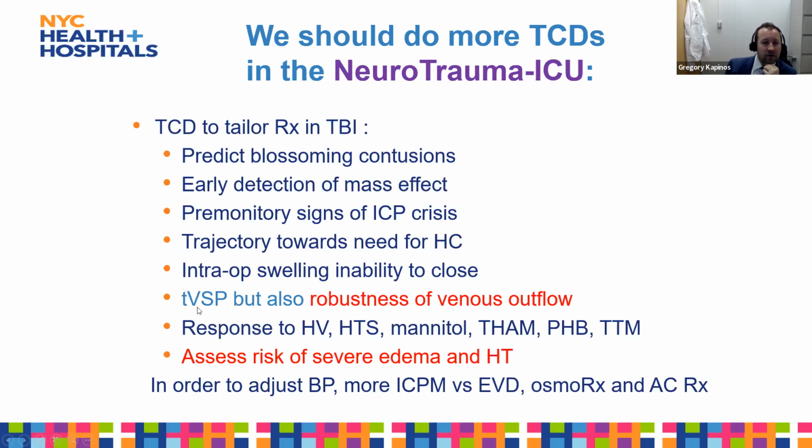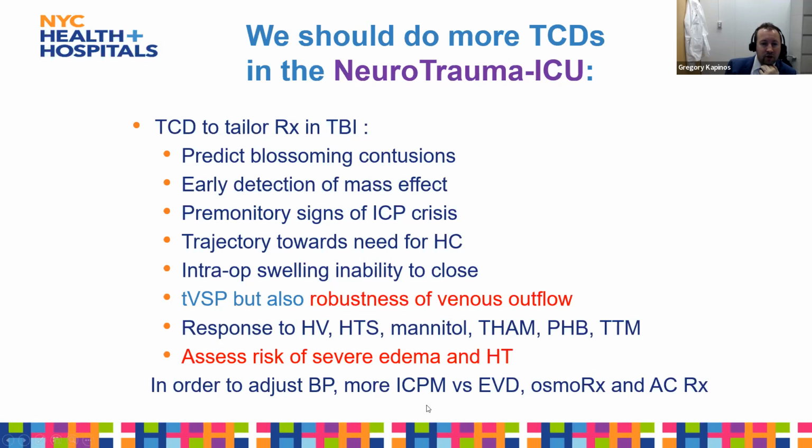I know every time we talk about TCDs, people focus on vasospasm. So trauma vasospasm, yes, to me it's useful, but even more so, the robustness of the venous outflow can be ascertained by TCDs, and that's quite important to assess in neurotrauma patients. We could look at our response on TCDs when we start to treat our patients with hyperventilation, hypertonic, mannitol, THAM, phenobarb, hypothermia. We can assess also the risk of severe edema and hemorrhage in the brain, and adjust then based on our TCD surrogate values, our biomarkers.